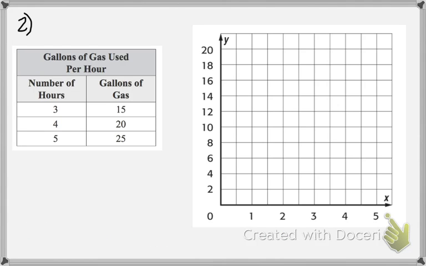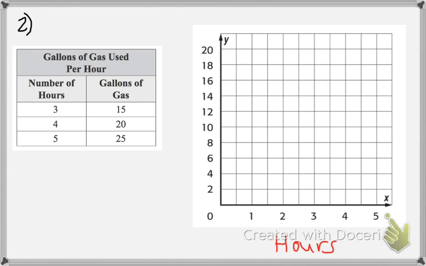Okay, number 2. Same thing. Now we have gallons of gas used per hour, so we have the number of hours and the gallons of gas. Again, we have our coordinate plane, where we need to plot the points. We need to see which one is our dependent variable and which is our independent variable. In this case, the independent variable is the number of hours, and the dependent variable is the gallons of gas. The number of hours is changing, so it's the independent variable, because the gallons of gas depends on the hours changing. So here we're going to have hours.